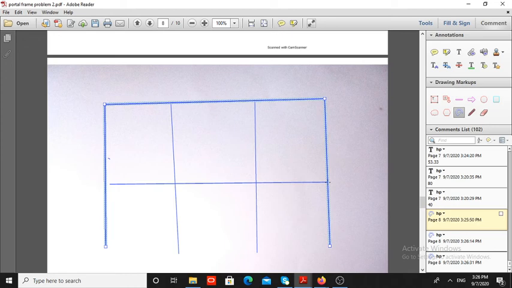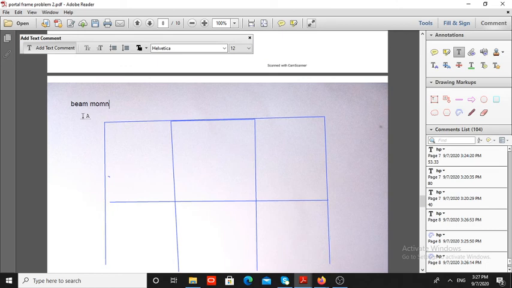So for the beam moments, this is the bending moment diagram of beam moments. We know the values here are 20 kilonewton meter sagging, here 20 kilonewton meter hogging. So we draw like this.